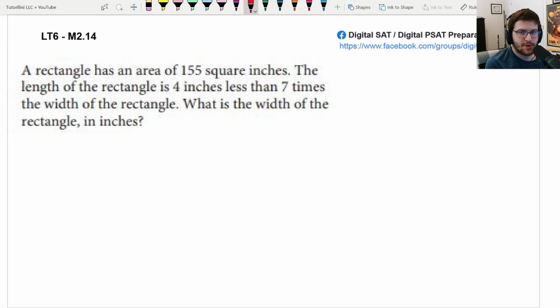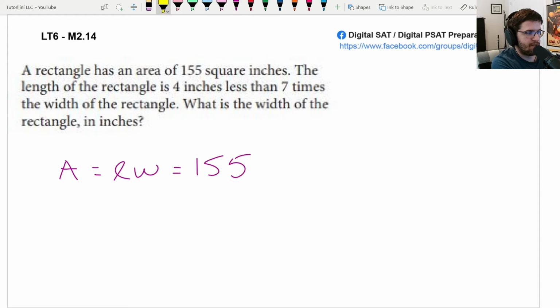Okay, this is module 2, question number 14. It says a rectangle has an area of 155. The length of the rectangle is 4 inches less than 7 times the width of the rectangle. What is the width of the rectangle in inches? Okay, so the area of a rectangle, which is equal to length times width, they tell us is 155.